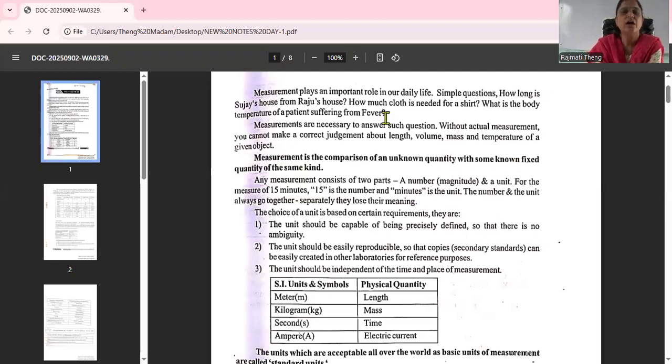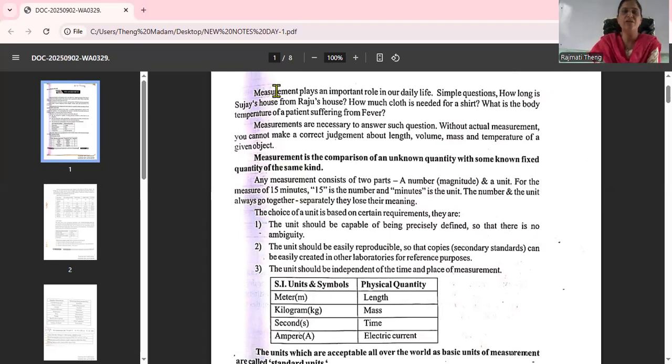So dear students, in our day-to-day life, we are using this term, that is measurement, and we are measuring so many things. For example, we are measuring our temperature, we are measuring the length of our book. Like this, we are measuring so many things in our day-to-day life. So measurement is necessary to answer such questions, and without measurement you cannot make the correct judgment of length, volume, mass, temperature of a given object.